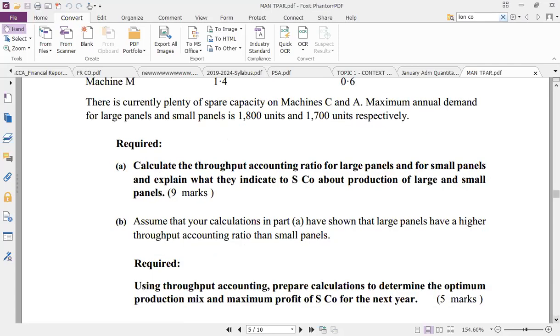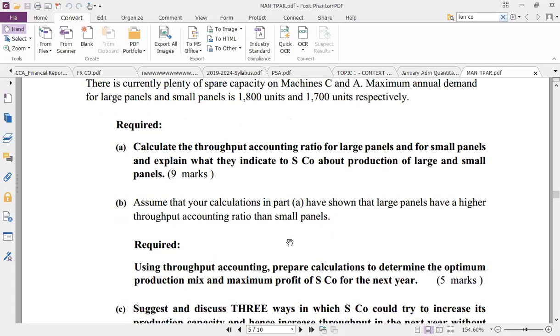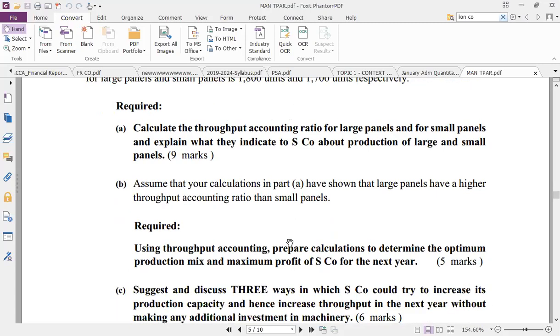Then you go to part B. Assuming that the calculation in part A has shown the large panels have a higher throughput accounting ratio than the small panels. Required: using throughput accounting, prepare calculations to determine the optimum production mix and the maximum profit of ESCO for the next year, another 5 marks. I told you about profit maximization of the output. This is one of the ACCA past questions.